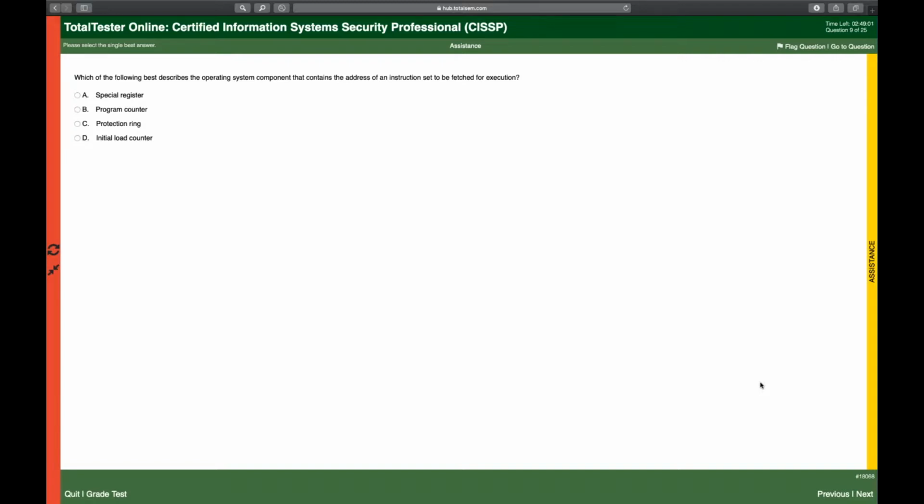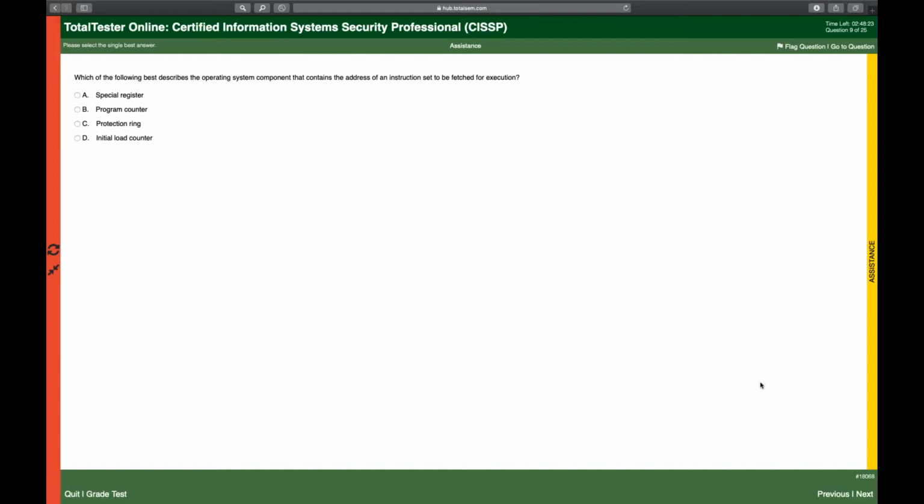Ready. Ready? Ready. All right, guys, go for it. Bravo. I was thinking delta. Yeah, I'm not familiar with this one. I don't know. Operating system component. Initial load counter. I don't.